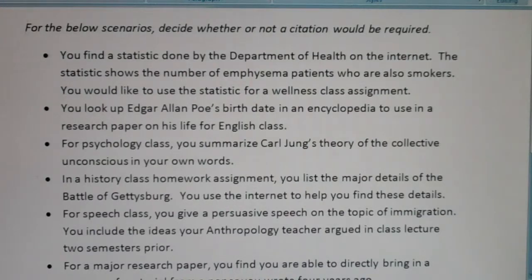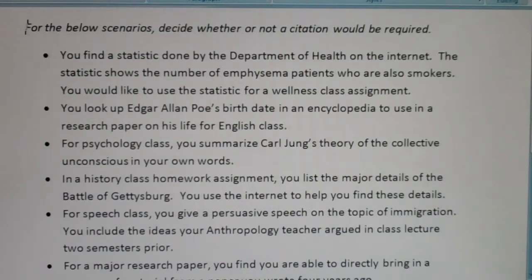This video is going to talk about how we distinguish between information that's called common knowledge information and information that we should actually cite. The main difference between common knowledge and non-common knowledge is if something is not common knowledge, you are responsible for providing a citation if you use it in your paper for either a direct quote or a paraphrase. So the worksheet you looked at had several different scenarios, and some of these are actually common knowledge examples to where you wouldn't have to provide a citation.